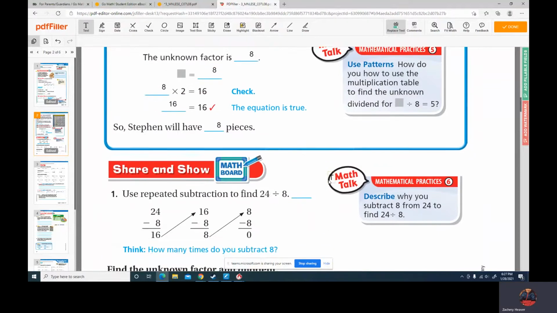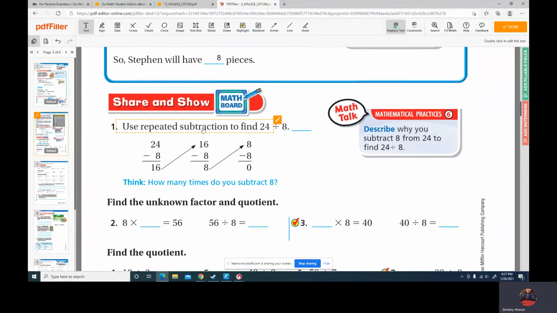All right. So now we're doing repeated subtraction again. They did 24 divided by 8. Start at 24, subtract 8. Got 16. There's 1. 16 minus 8 is 8. That's 2. 8 minus 8 is 0. There's 3 problems. We got the 0. So 24 divided by 8 will be 3.